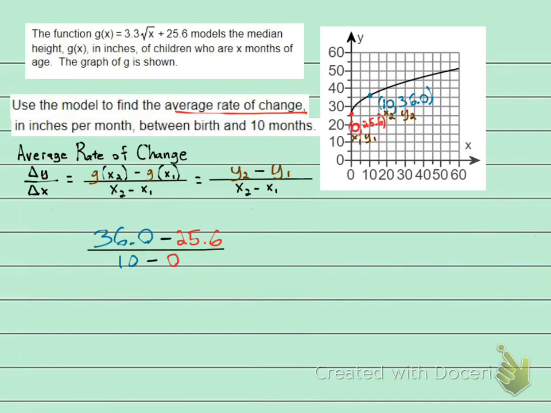Okay, get your calculator. 36.0 minus 25.6, that gives me 10.4. Divided by 10 minus 0 is 10. And I get 1.04. Okay, they want me to round this to the nearest tenths. So I'll look at the tenth spot right here, look to the right, 4 or less, let it rest, so that's going to be 1.0.